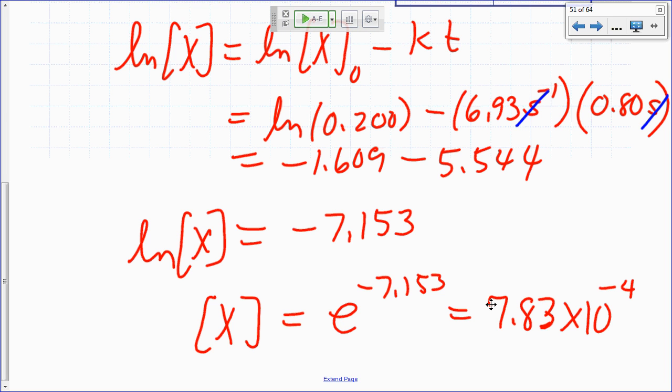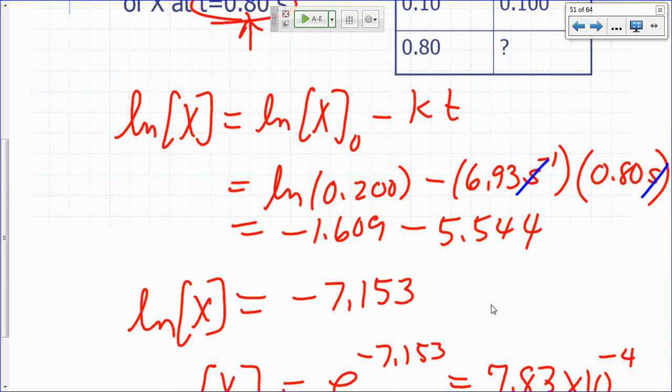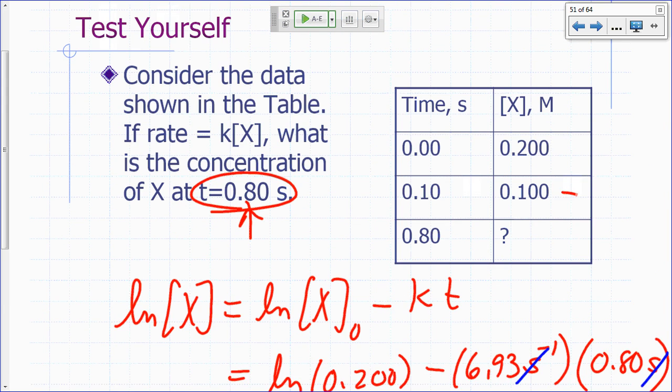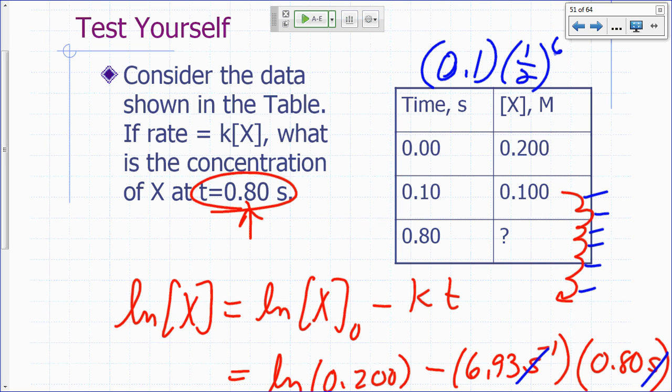Okay, so again, that's a small number. Not quite as small as at 10 seconds, because how many more times will this have to get cut in half? 0.2, 0.3, 0.4, 0.6, 0.7, 0.8. So how many more times? 1, 2, 3, 4, 5, 6 more times, right? So it's like saying you're multiplying your 0.1 by 1/2, 6 times. So multiply by 1/2 raised to the power 6. That should give you the same answer.